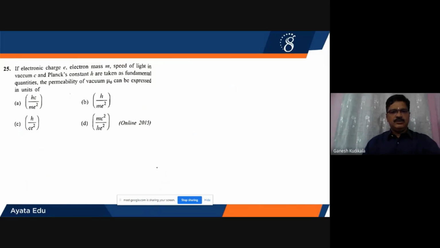Yeah, similar model derivation type. Charge e, mass m, speed c, and Planck's constant h are taken as fundamental constants. The permeability mu naught is... Therefore, first of all, we had to find out this one.